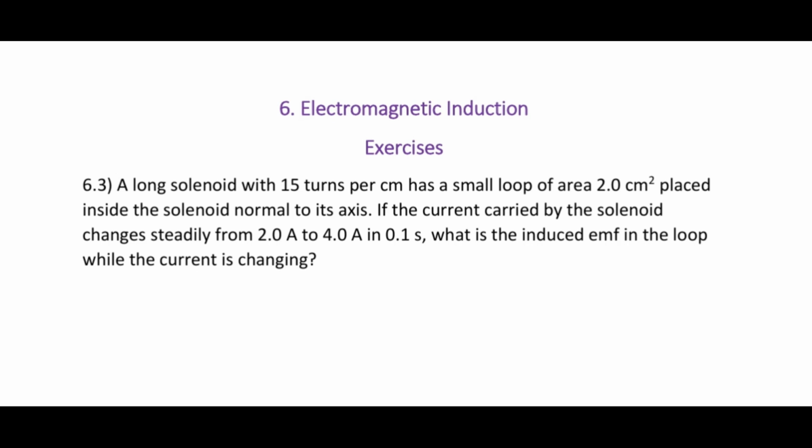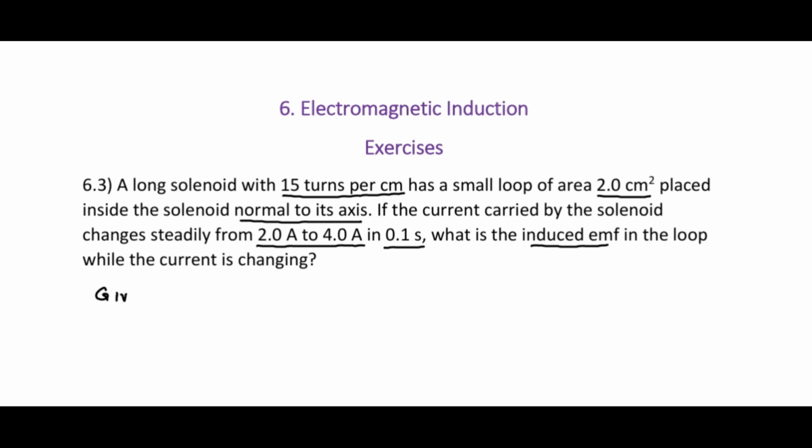Hello students, in this video we are going to discuss 6.3 and 6.4 from electromagnetic induction. A long solenoid with 15 turns per centimeter has a small loop of area 2 centimeter square placed inside the solenoid, normal to its axis. If the current carried by the solenoid changes steadily from 2.0 ampere to 4.0 ampere in 0.1 second, what is the induced EMF in the loop while the current is changing?